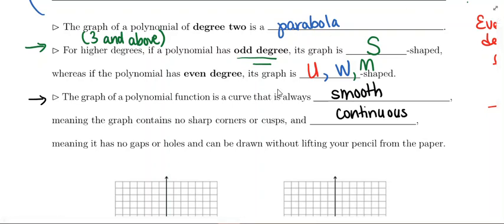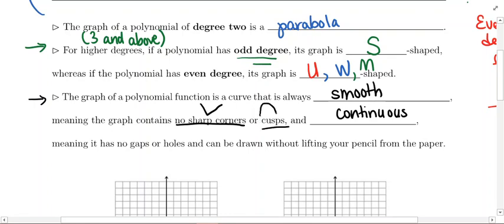What smooth means is that it contains no sharp corners. What is a sharp corner? Well, think about if you go sit down in the corner of a room. It's going to be something like that. Remember our buddy, the absolute value function? It has a sharp corner, so that's why it's not considered to be a polynomial. A cusp is something that looks like this. Maybe like two humps that come to a point in the middle. So your polynomial cannot have those characteristics.